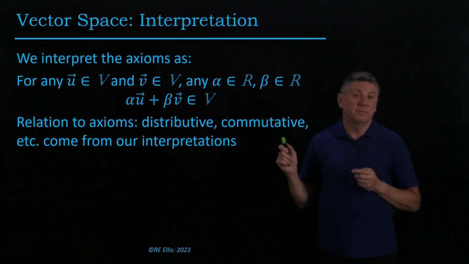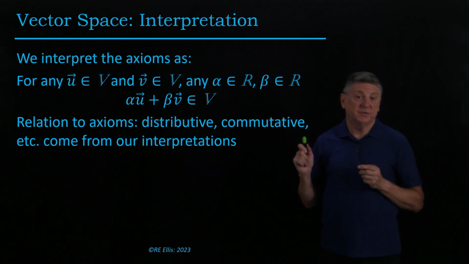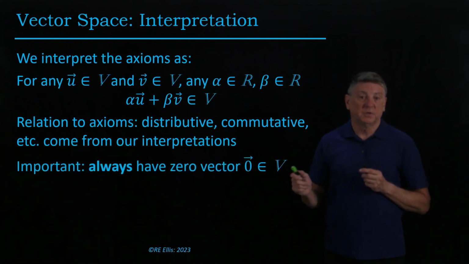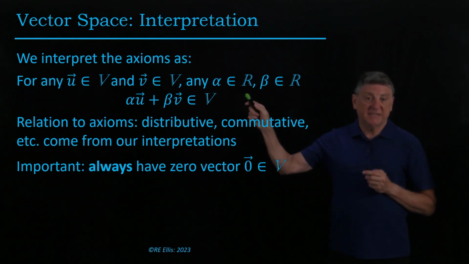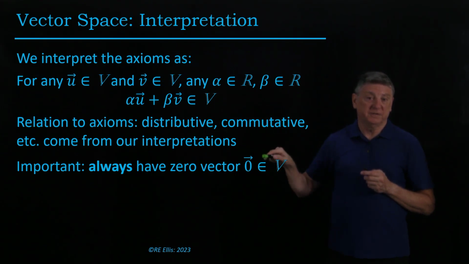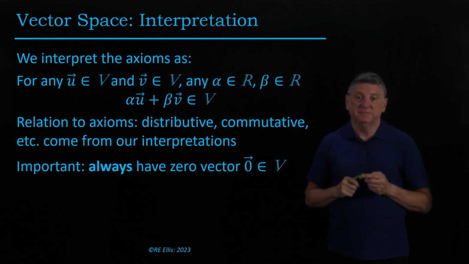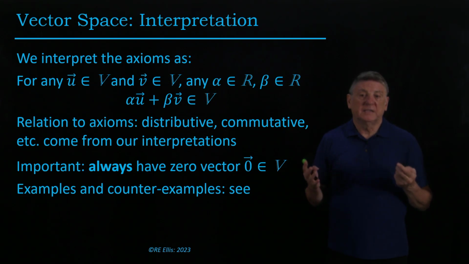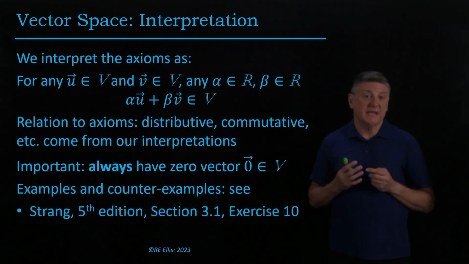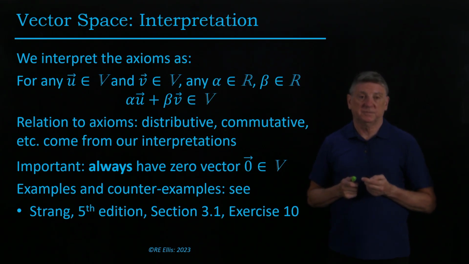All of these come from our interpretation as an ordered column of real numbers. And it's important, 0 is always in the vector space. We can see that by setting alpha to 0 and beta to 0, and this property requires that 0 also be in the vector space. For examples and counterexamples, I'll refer you to Dr. Gilbert Strang's excellent series of textbooks.